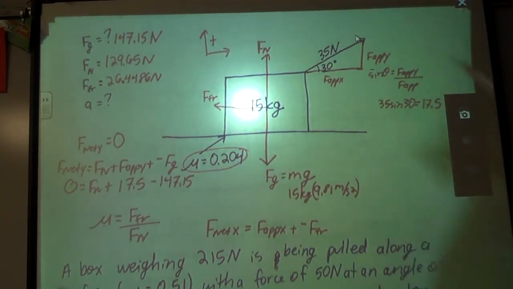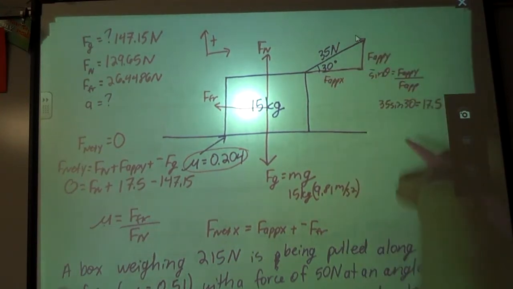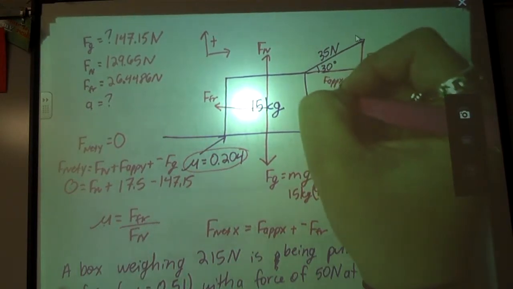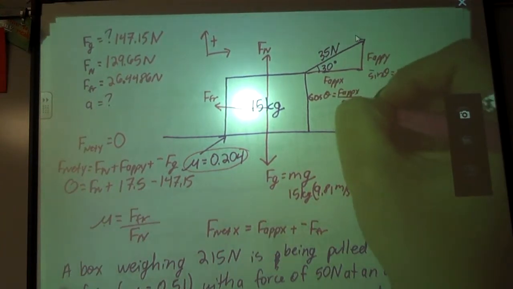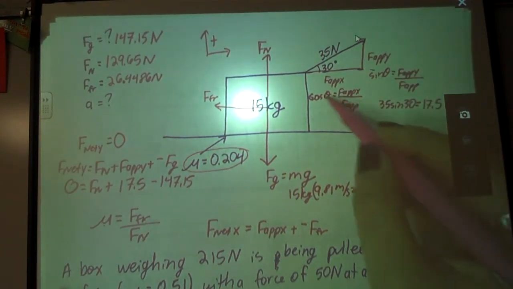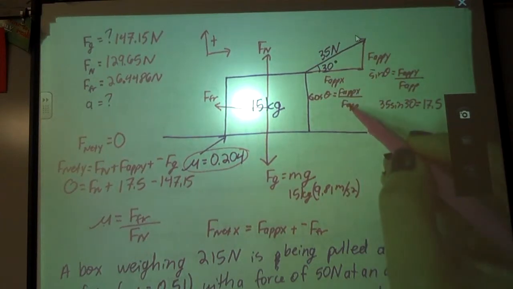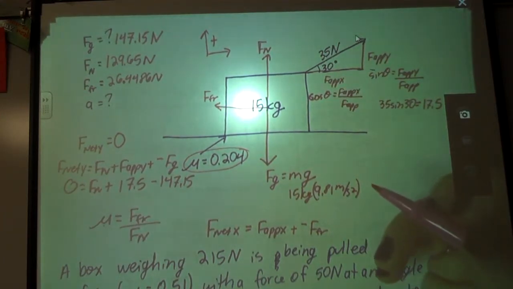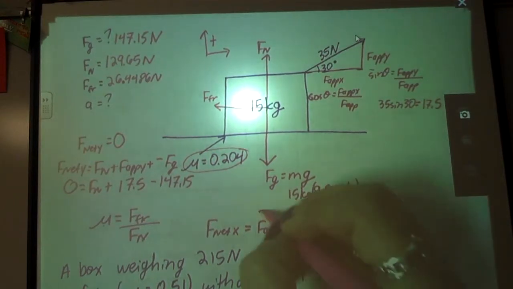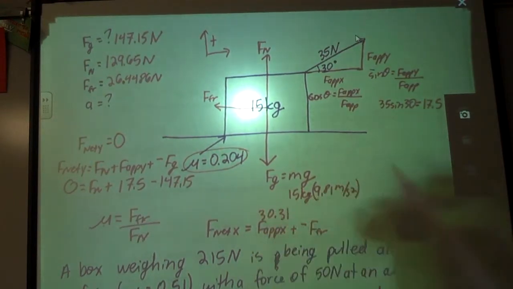FAPX. Ooh, I need that. Let's see. Cosine would give me that because it's the adjacent side. So let's see. Cosine of theta is my FAPX over my applied force, my FAP. So 35 times the cosine of 30 is going to give me my FAPX. So 35 cosine of 30 is going to be 30.31 in the positive direction.